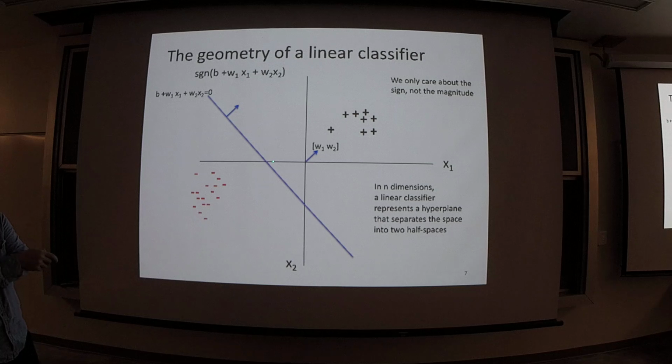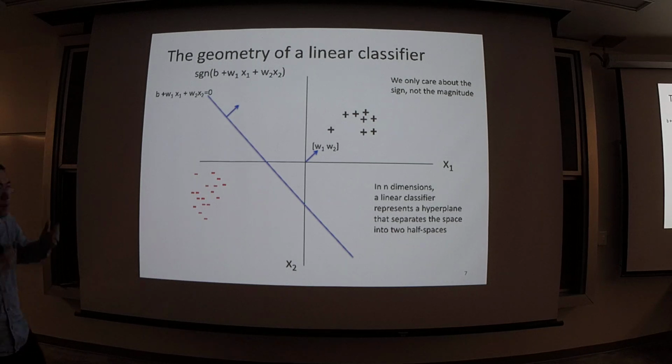Otherwise, all the points on the other side, if you draw their vector representations, take this red point as an example, its vector is like this, right? You can see the angle between this vector and this directional vector W is bigger than 90 degrees. And that means you're going to predict them to be negative examples.